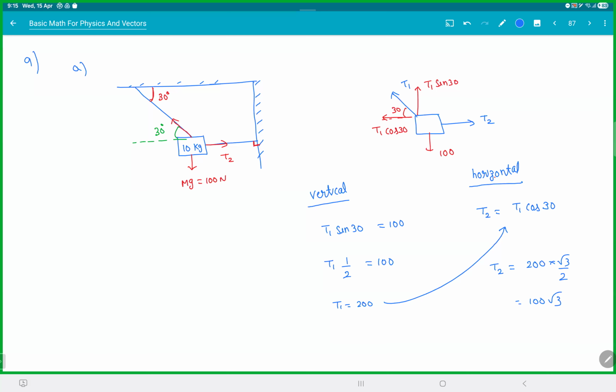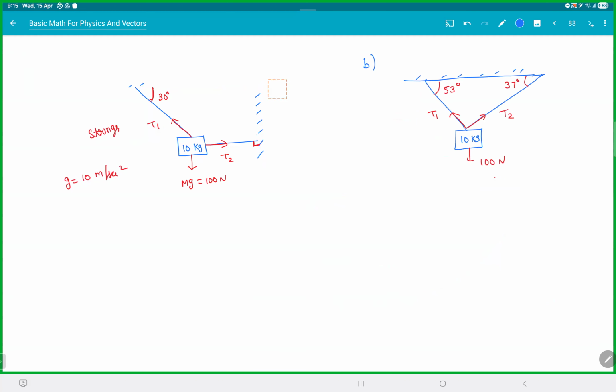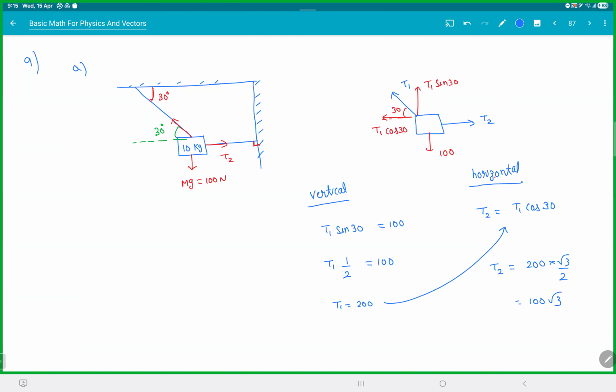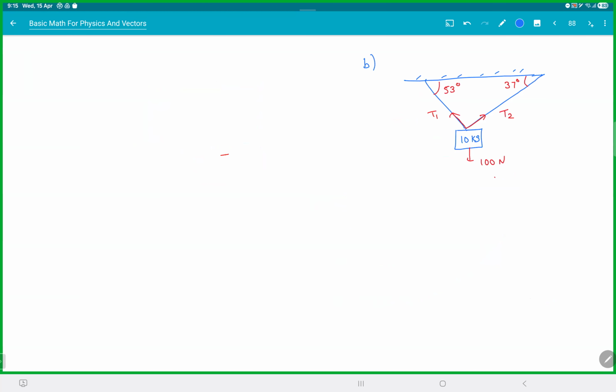Right, Ishi, you got the second one also. All clear with this? Ananya? What about the second one? 53 and 37. Siddharth, clear so far? Siddharth, clear with this thing so far? Great. Let's get 37 and 53. We have one answer. Anyone else?